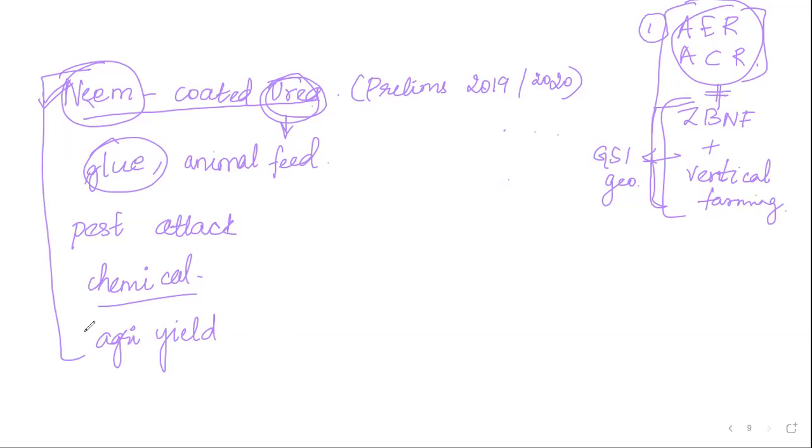So this is the first agricultural measure that has been taken up by the government to control the consumption of urea. The second thing is, take down number two, New Urea Policy 2015.